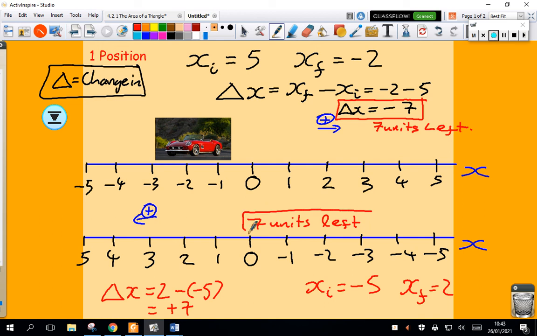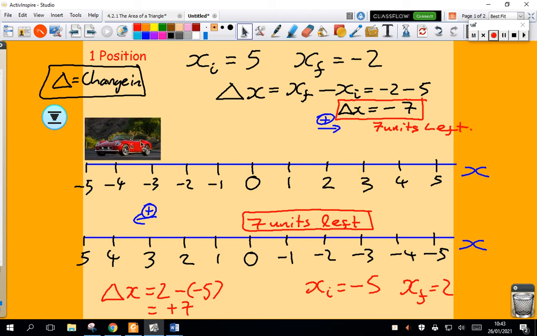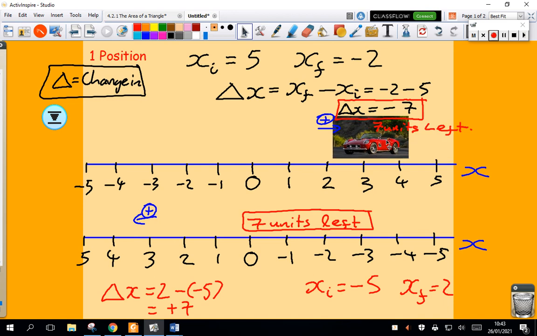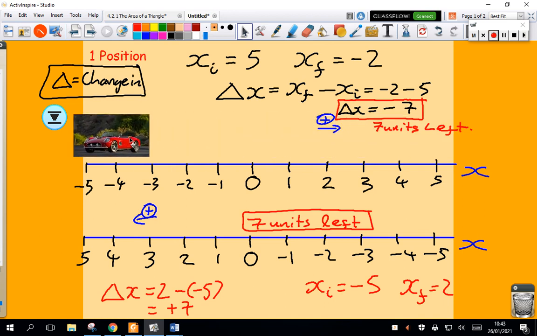So note that both systems, even though they're kind of the reverse of each other, in both of them I can work out that this car has moved 7 units left if I know the initial position and the final position. That is what we call one-dimensional motion or unidimensional motion, just moving straight back and forward. Okay?